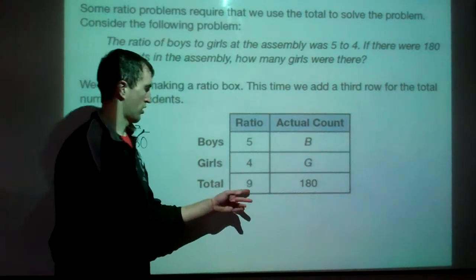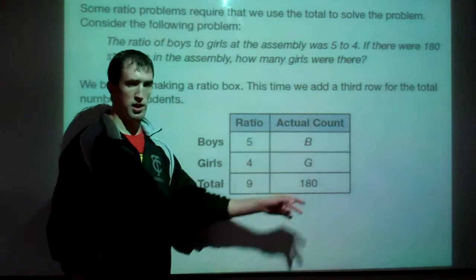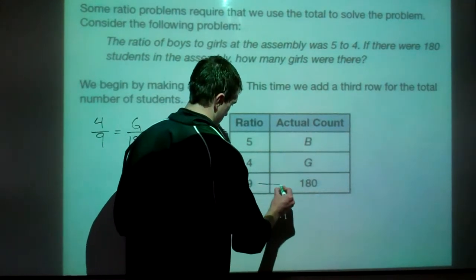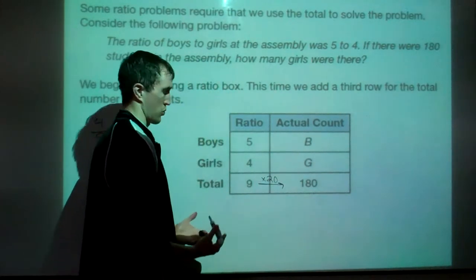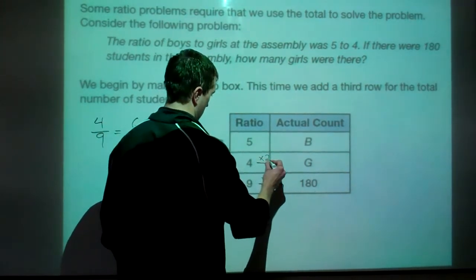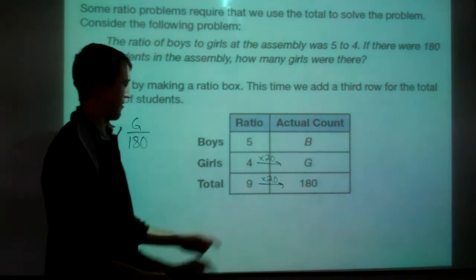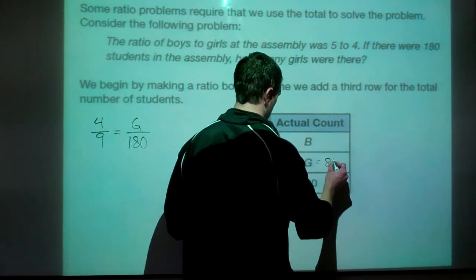But we could take a shortcut and notice that 9 times 20 gets us to 180. And I like to use shortcuts when I can. So that means if we multiply this times 20, we should get our answer. So how many girls are there? 4 times 20, that equals 80.